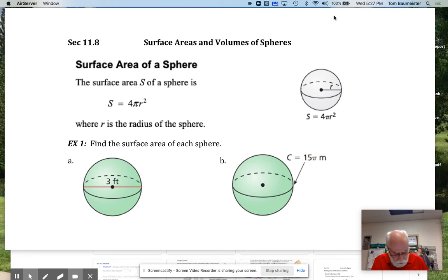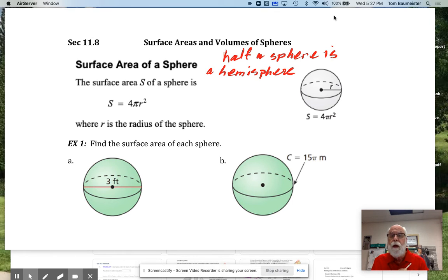So first of all, let's cut it in half. So half a sphere is a hemisphere. And we've seen those before.